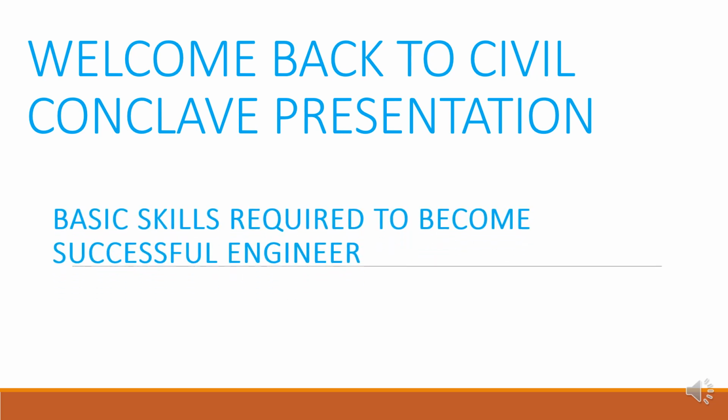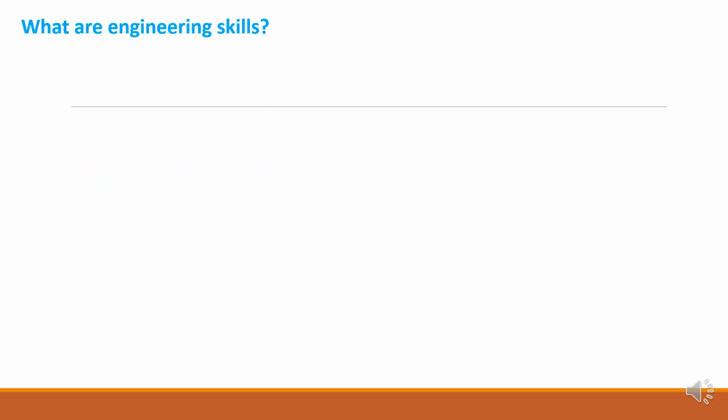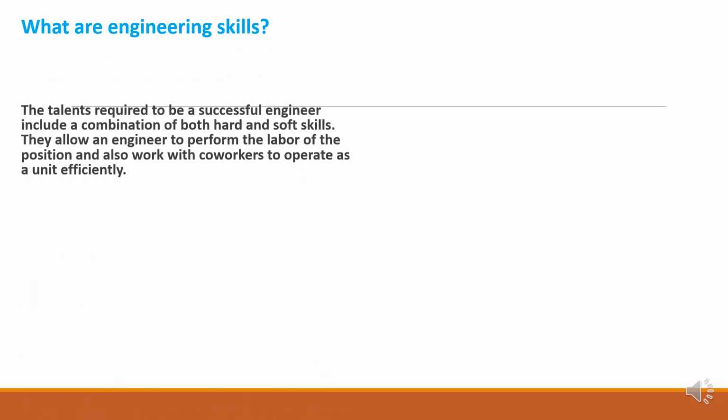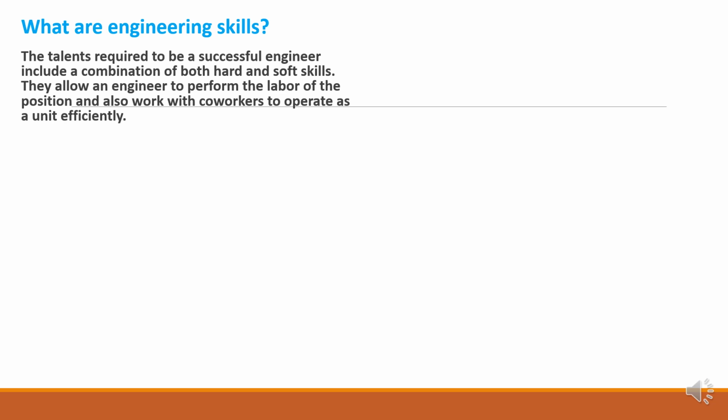Today we are going to discuss the basic skills required to become a successful engineer at the project. What are engineering skills? The talents required to be a successful engineer include a combination of both hard and soft skills. They allow an engineer to perform the labor of the position and also work with co-workers to operate as a unit efficiently.